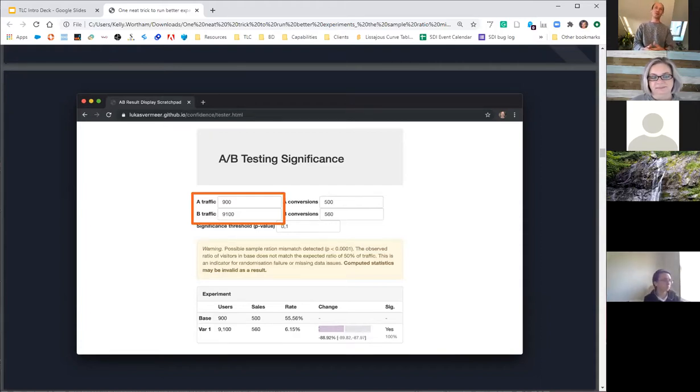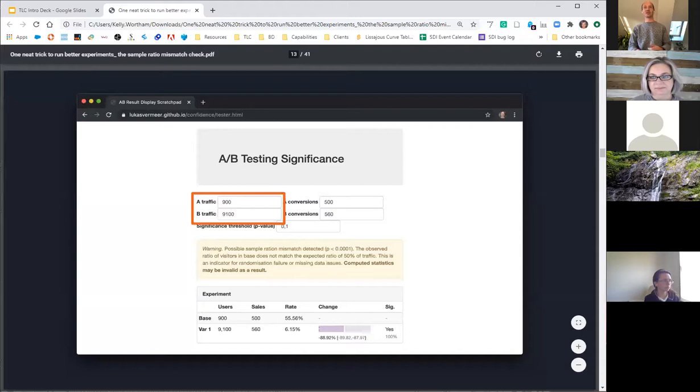And imagine further that what you observe is that in A, there are about 900 people, and in B, there are about 9,100 people, in total 10,000. That would be unexpected, I think. We would expect to see approximately 50-50, not something that is heavily skewed towards one side. And so this is what we would call a sample ratio mismatch. There is a mismatch between the expected proportion and the observed proportion. And you can see that the tool also warns you that this is the case in the yellow warning.